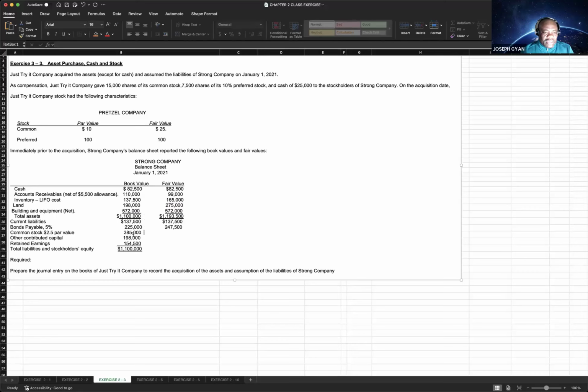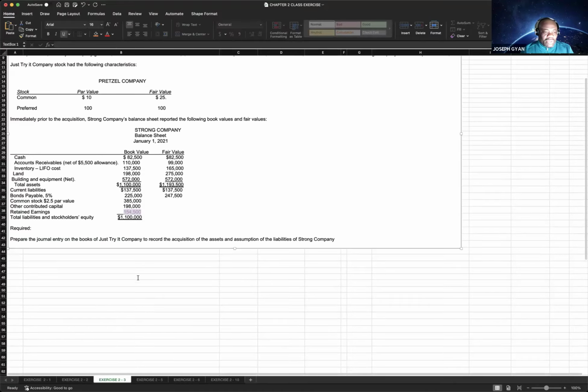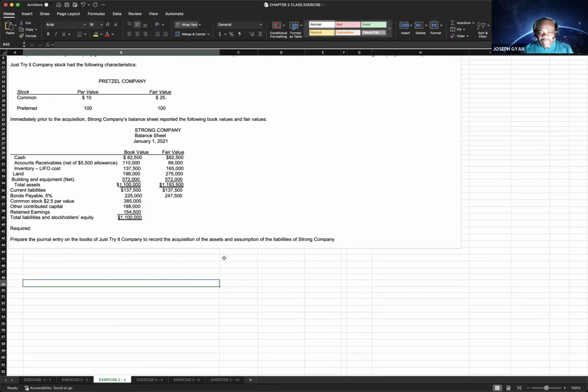The common stock is 389. Remember, we don't care about this common stock because we are buying the equity. So other contributed capital for this, we don't care. Retained earnings, we don't care about retained earnings here. So prepare the journal entry on the books of Just Try It, the parent company, to record the acquisition of the assets and also assumption of the liabilities.